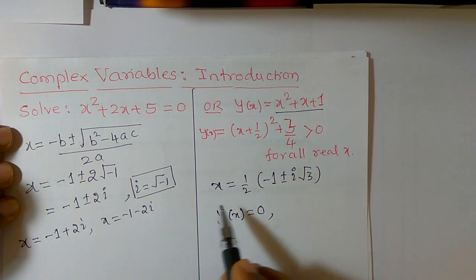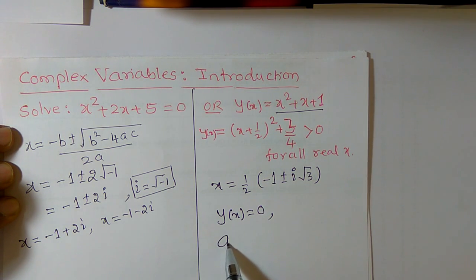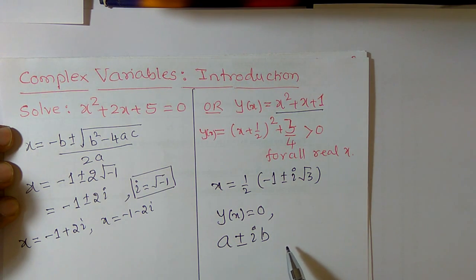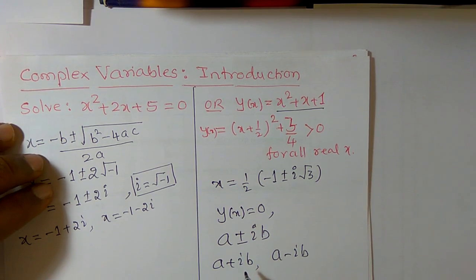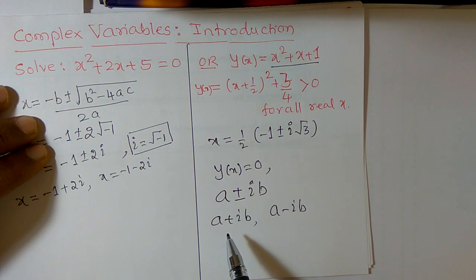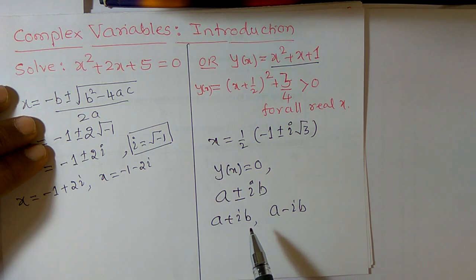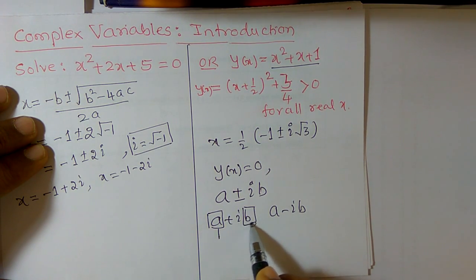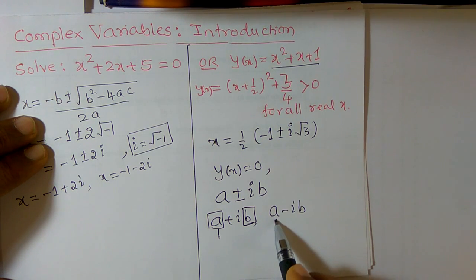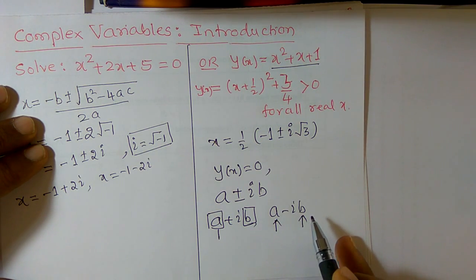So I have obtained a solution of the form a plus or minus i into b, or I can write a plus ib, a minus ib. Here a and b are real numbers. Is it clear? So I can say that a plus ib is a complex number. This is the real part and this is the imaginary part.